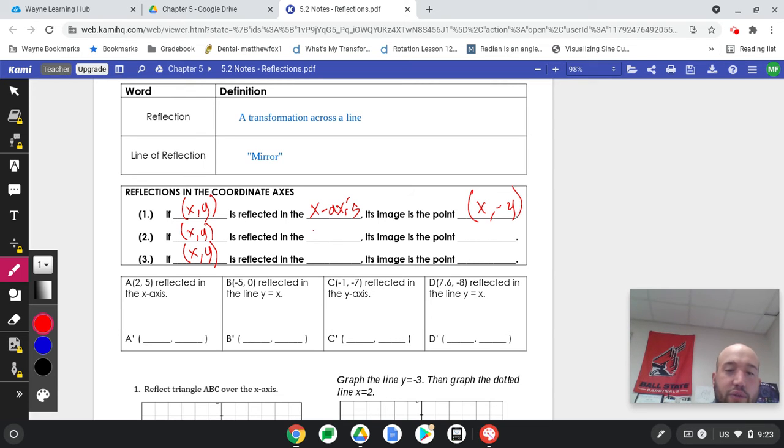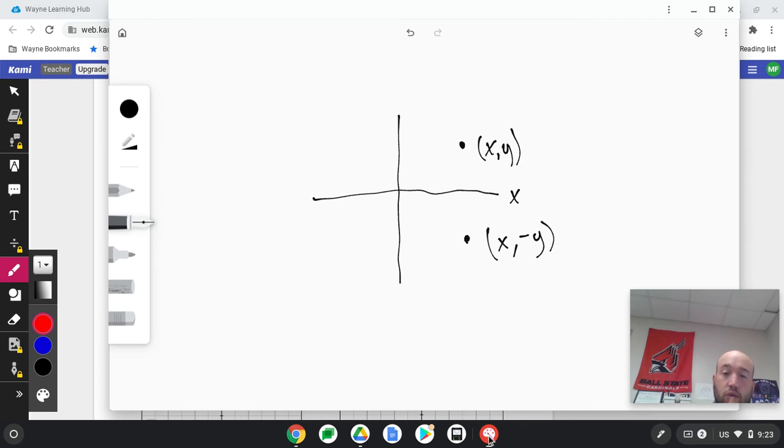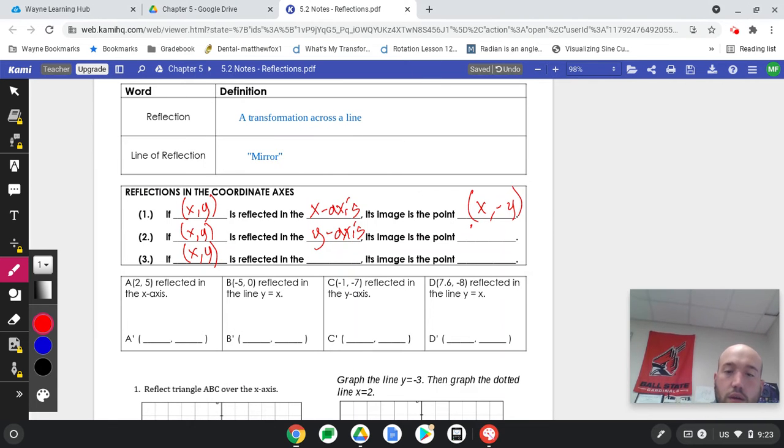Now the next one, what if we would reflect it over the y-axis? Okay, so same idea. Over the y-axis, it started here, it's going to end up on this side, and the x value will switch, so negative x. The y value stays the same, it does not change in height, so negative y. So the final one, sorry, I misspoke, negative x and y.